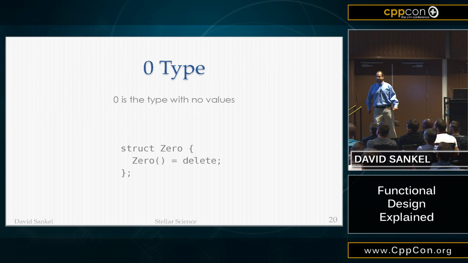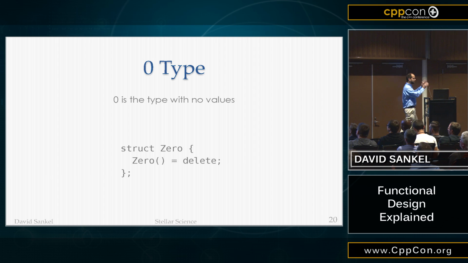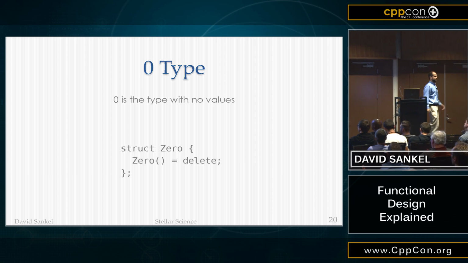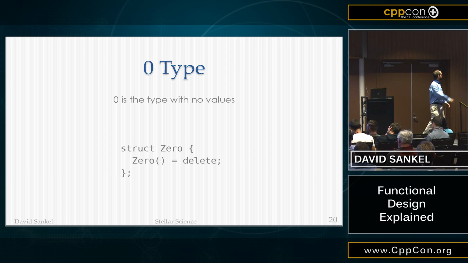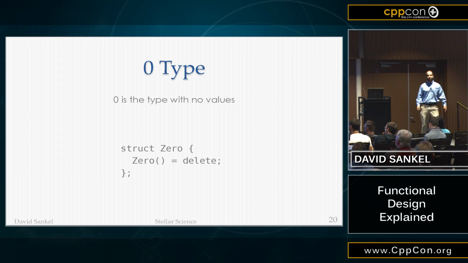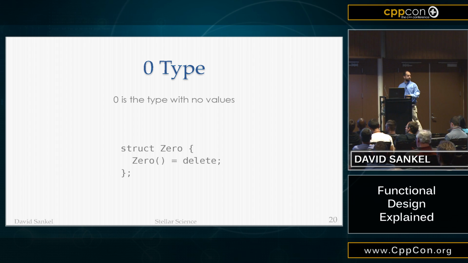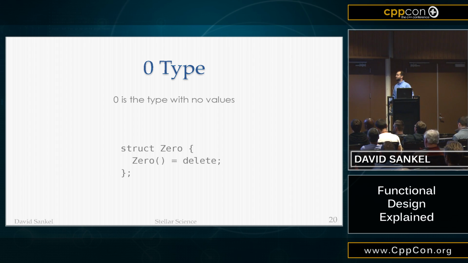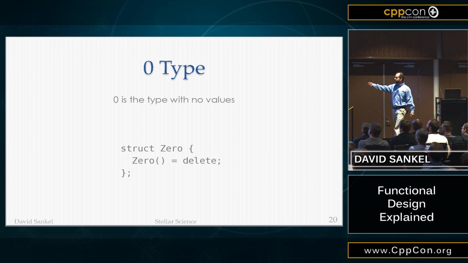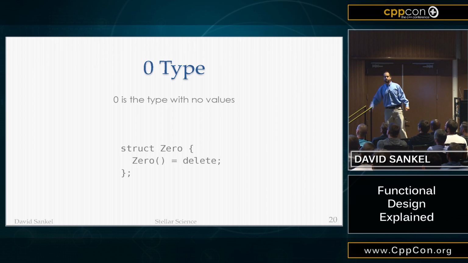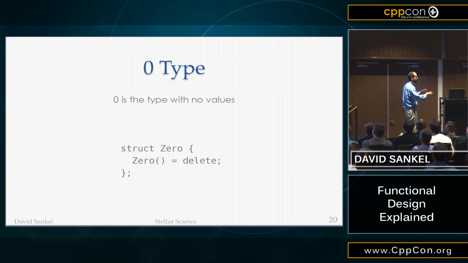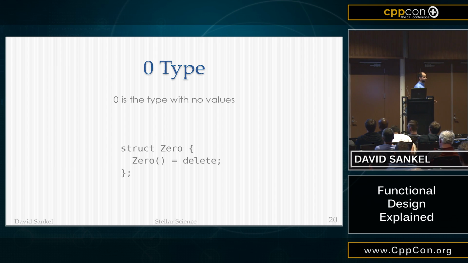So here's the 0 type. We're talking about a type that has no values. Here's how you implement that in C++. Now, this is a more theoretical thing. It doesn't come up very often in practice, but it's good to know about. So you cannot make an instance of 0. That type has 0 instances.